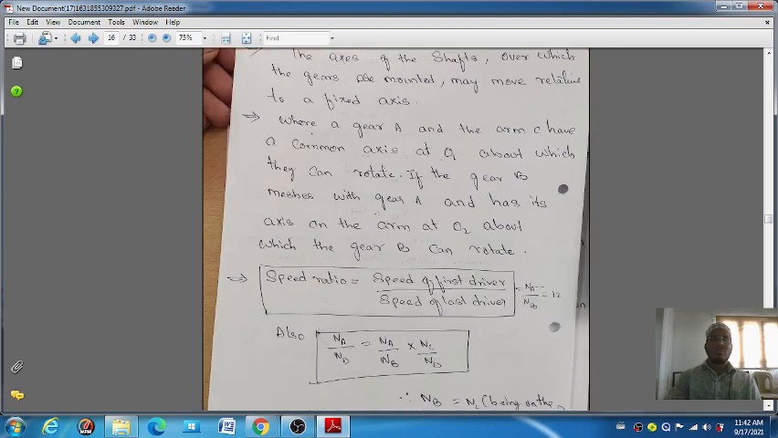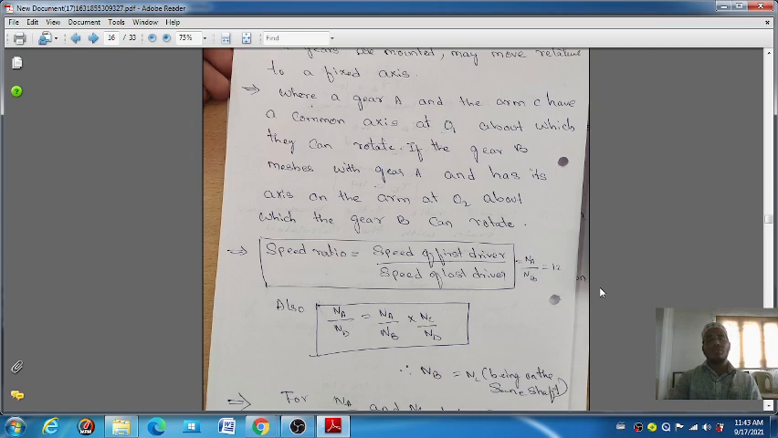In the epicyclic gear train, the gear A and the arm C have a common axis, because the arm C is between the two gears A and B. The left side of the arm C is connected to the gear A, and the right side of the arm C is connected to the gear B. Okay, and the gear A is meshing with the gear B, and the center point on the left side of the arm is O1, and on the other side of the arm is O2.